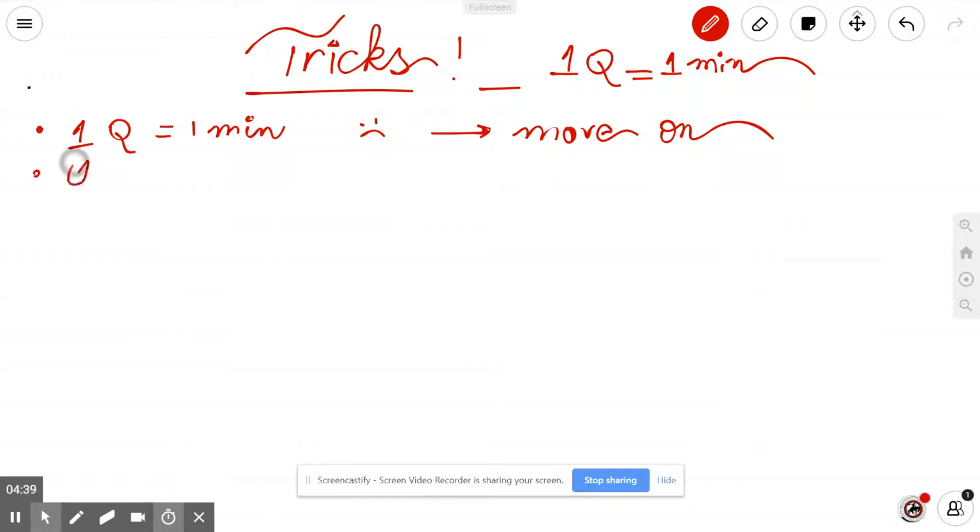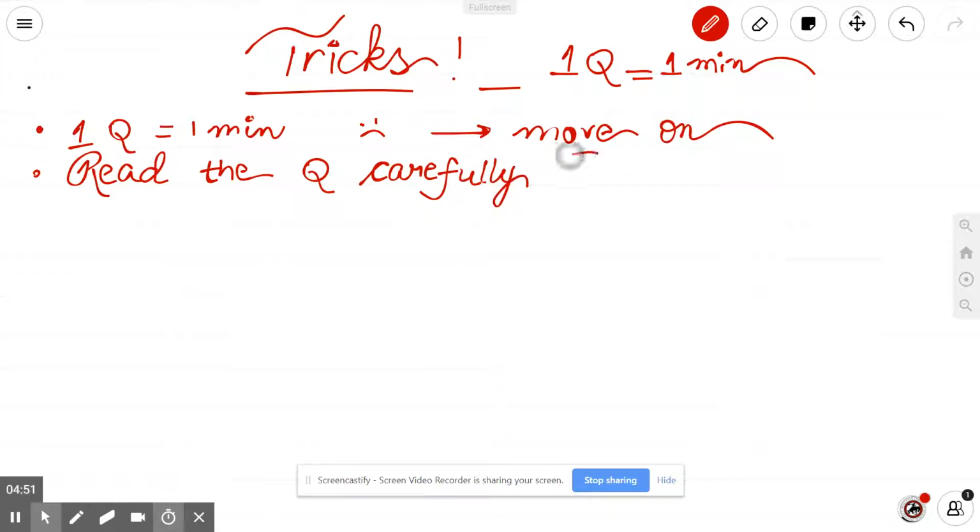Next up, read the question carefully and circle the details in the question.